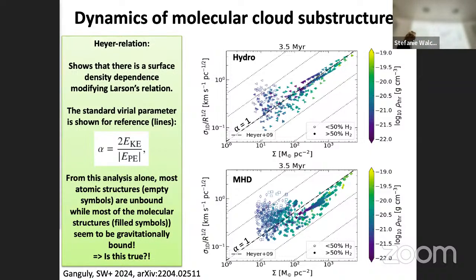For MHD, there are more atomic structures, but that doesn't really mean anything because we just have more clouds in the MHD sample. Okay, we color code here with density threshold, so it means that higher surface density on average also has higher volume density. That's what you can see here.